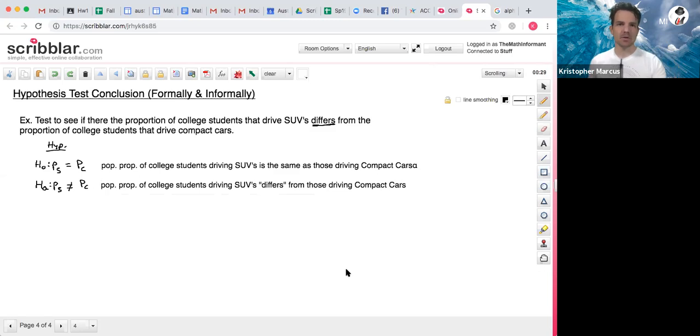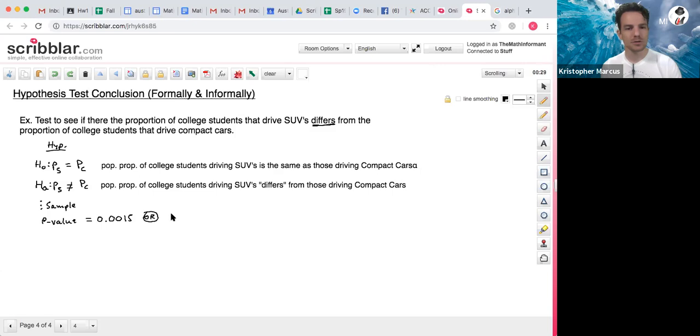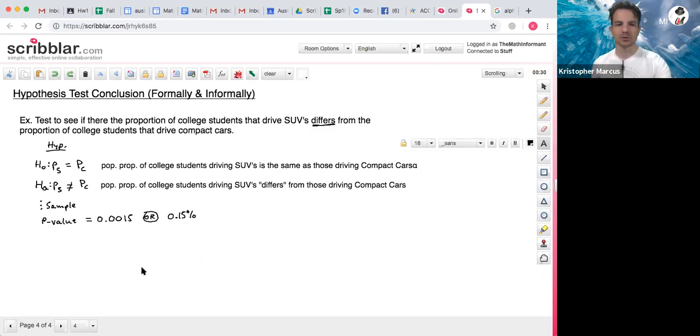Now, we would get a sample. The sample would create a p-value. So let's suppose that all of a sudden, our sample of college students ends up turning out a p-value equal to 0.0015. What I'd like to do is turn that into a percent, just for the sake of simplicity. You could think about this as a percent by moving the decimal over 2 spots. If you move it over 2 spots, this is like 0.15%.